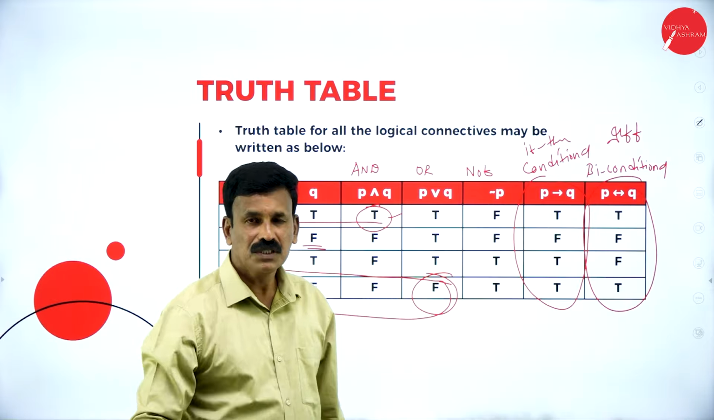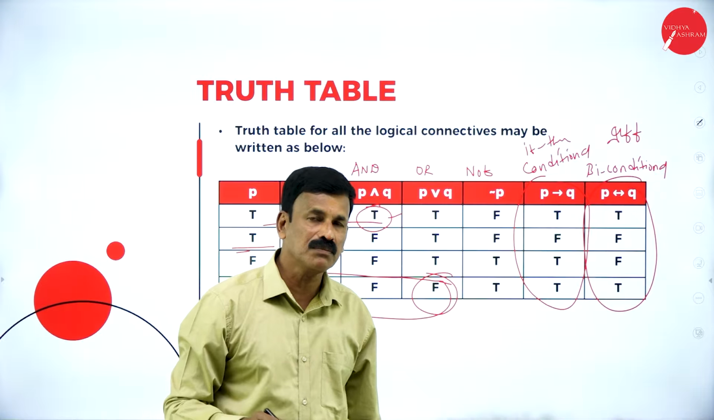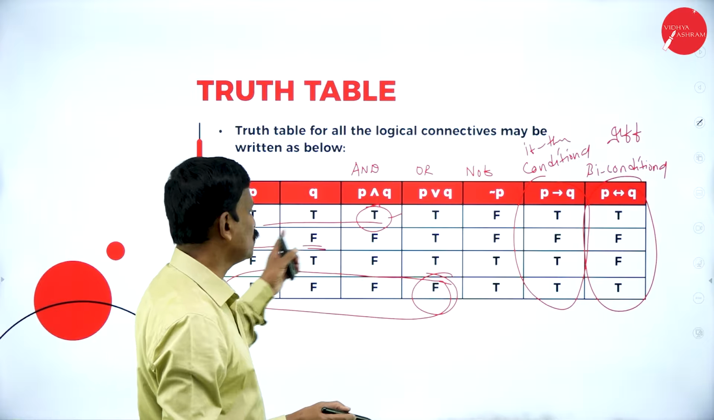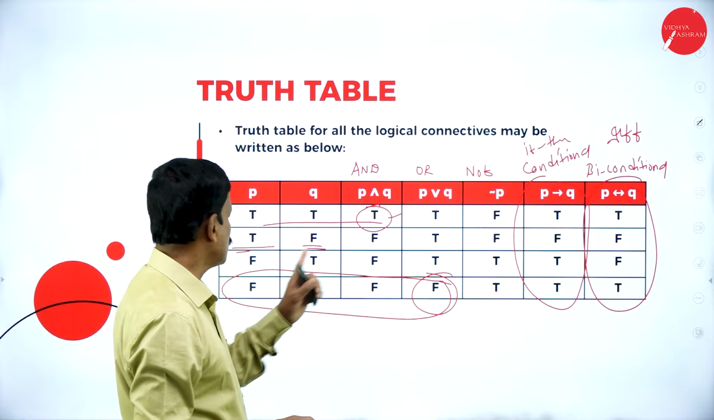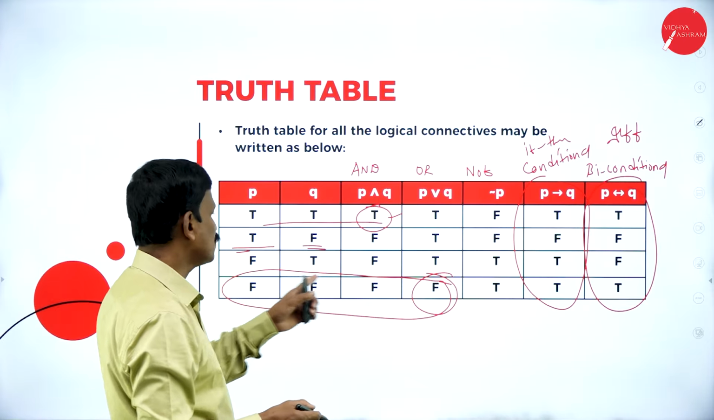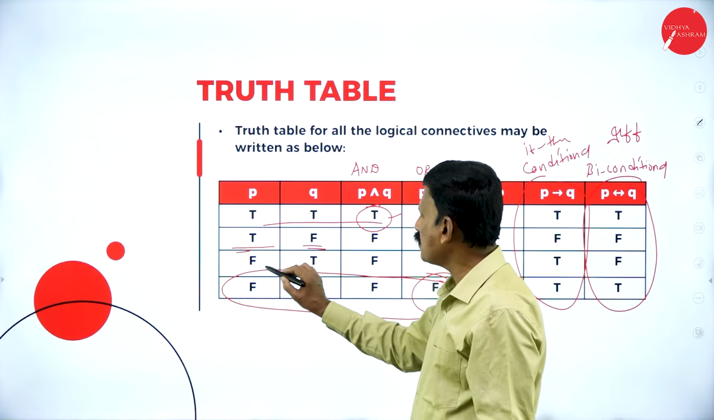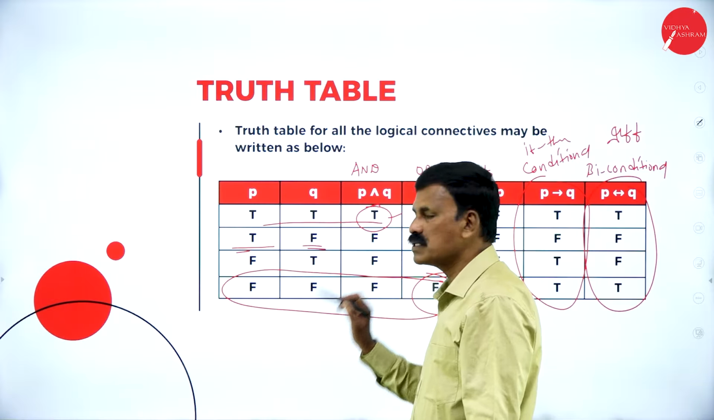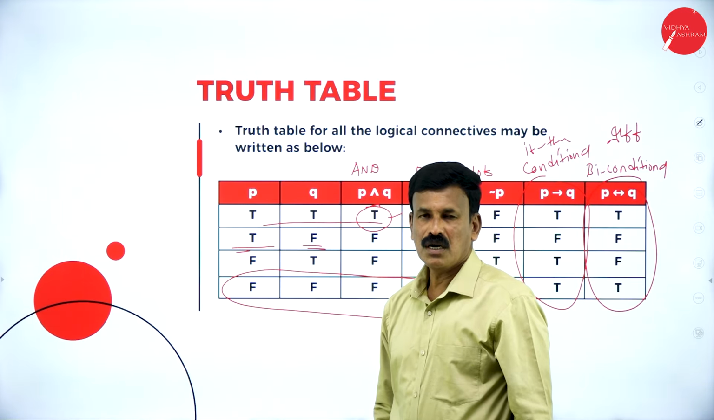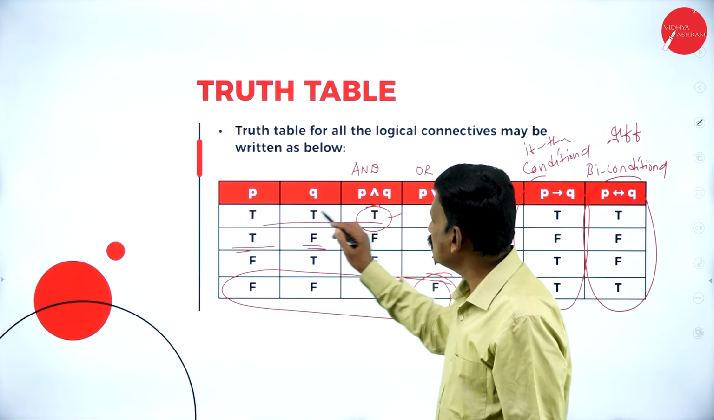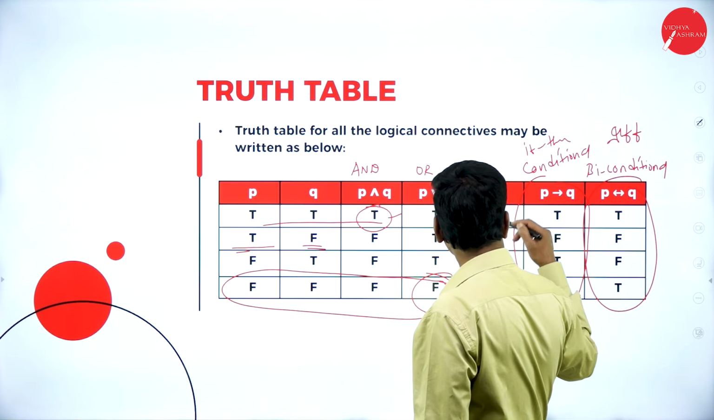In biconditional, if both P and Q have the same truth values, then it is true. In other cases, it is false. So true and true is true, true and false is false, false and true is also false, false and false is also true. This is how we are going to write the truth table for conjunction, disjunction, conditional, biconditional and negation.